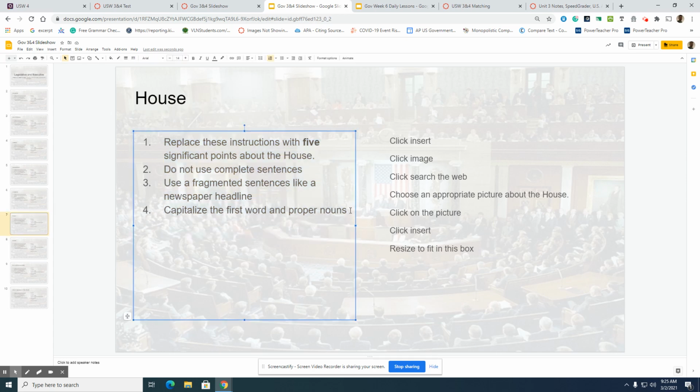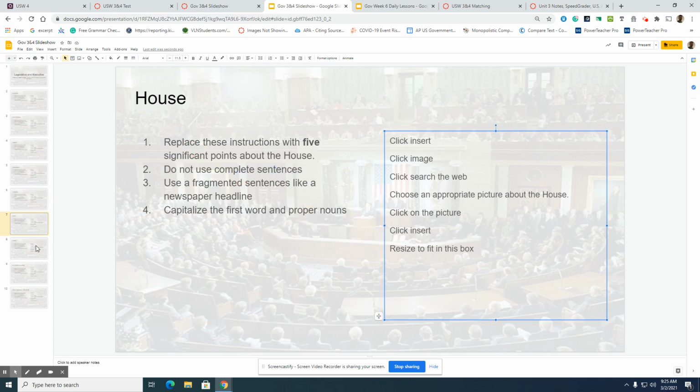And then the House. So these would be things only about the House. Like they have 2-year terms, that only applies to them. It does not apply to all of Congress. So 2-year terms would be something you would put in for one of these points here, and then a picture.